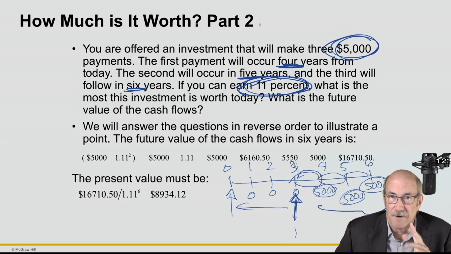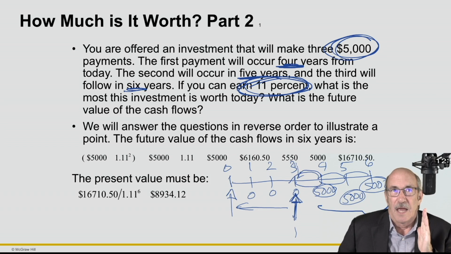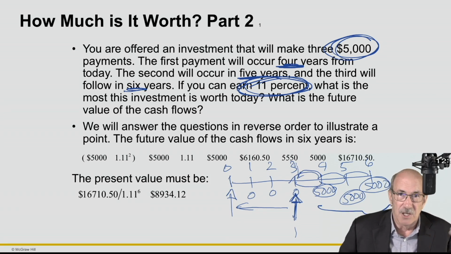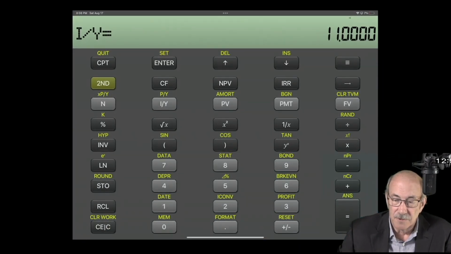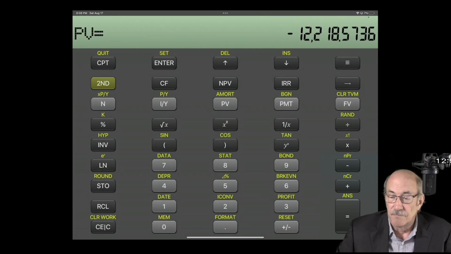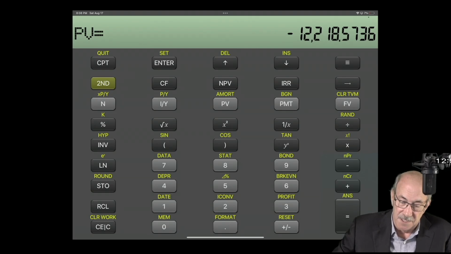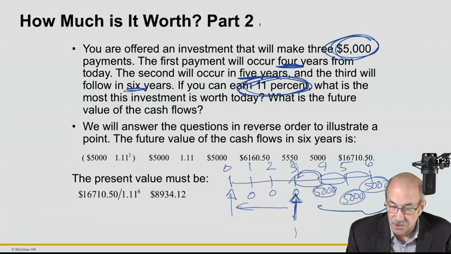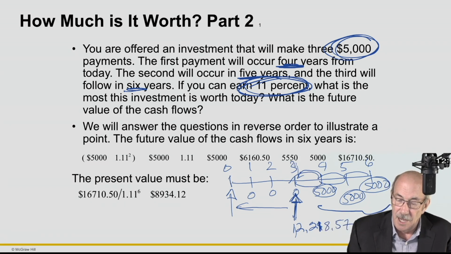So let's do that first step. Let's get them all lined up at the end of year 3, and then we can very easily move them all the way back to year 0, or today, in other words. So there's our rate. We're going to do 3 as our periods, and we compute the present value. All right. Now, we've got this 12,218.57. So that's 12,218.57.